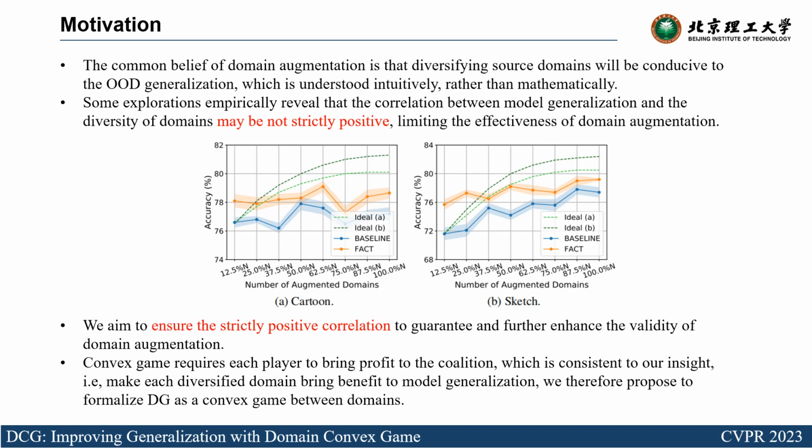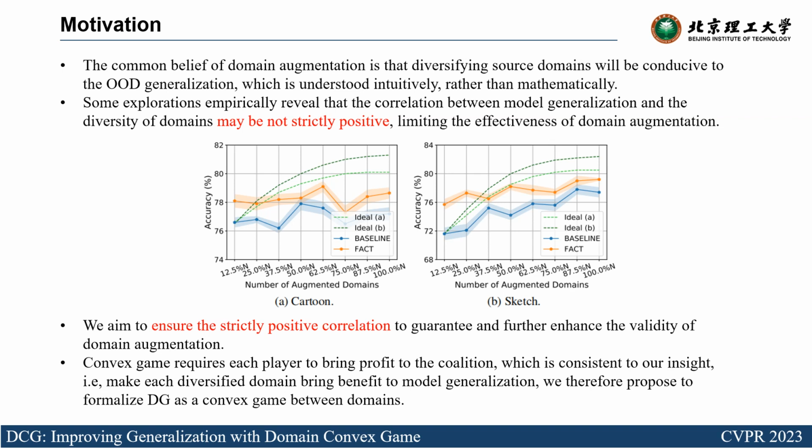A classical solution to domain generalization is domain augmentation, the common belief of which is that diversifying source domains will be conducive to out-of-distribution generalization. However, these claims are understood intuitively rather than mathematically. Our explorations empirically reveal that with the increase of domain diversity, the model generalization may not necessarily increase, but sometimes decreases instead, as the solid lines in this figure show, which limits the effectiveness of domain augmentation.